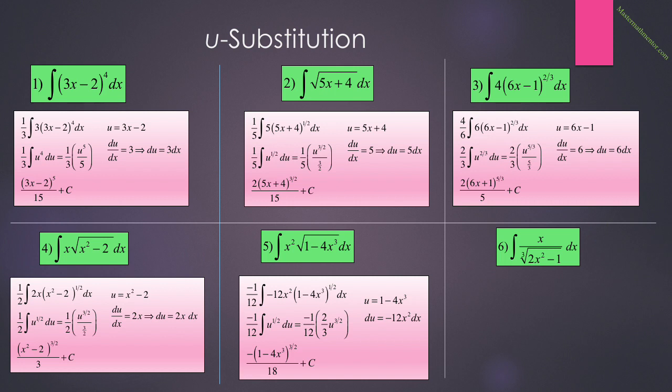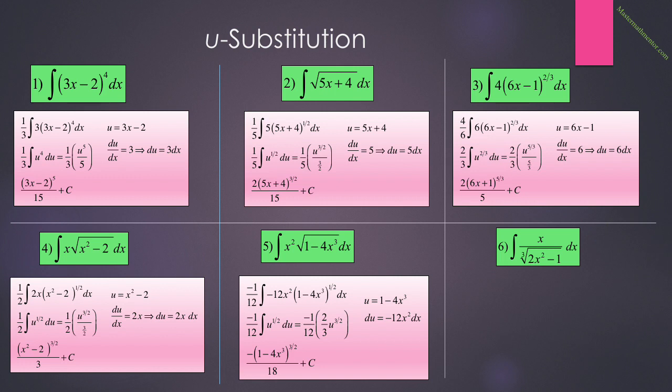In number 5, we have the integral of x squared times the square root of 1 minus 4x cubed dx. Our u is equal to 1 minus 4x cubed, and our du is equal to negative 12x squared dx. We have the x squared dx. We're missing a negative 12. So we put a negative 12 on the inside of the integral and a negative 1/12 on the outside of the integral. So this becomes negative 1/12 the integral of u to the 1/2 du.